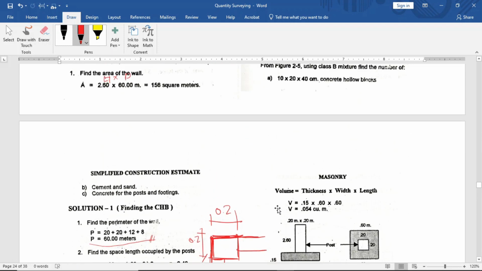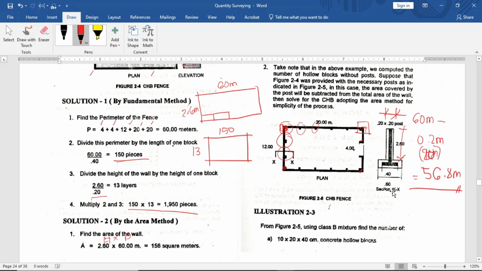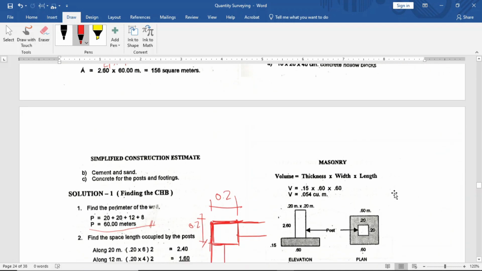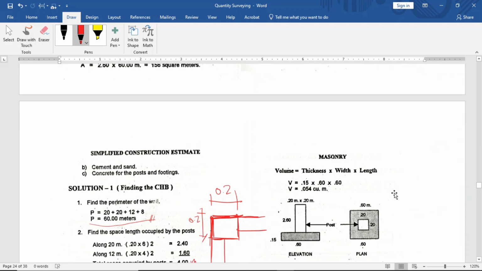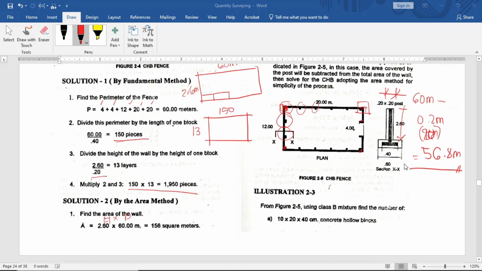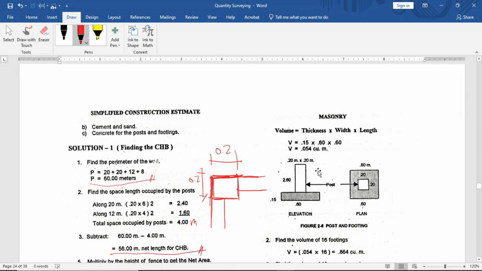So, 0.6 by 0.6. So, yung sa footing slab, slab natin ito. So, yung thickness niya is 0.15. Ayan, 0.15. So, width is 0.6, tapos 0.6 rin yung length. So, volume is equal to 0.15 times 0.6 times 0.6 meters. Yung volume is 0.054 cubic meters.